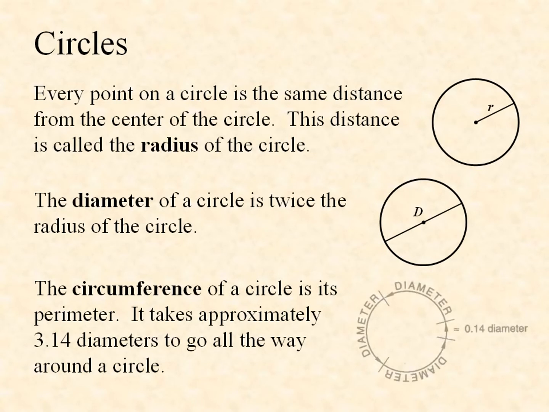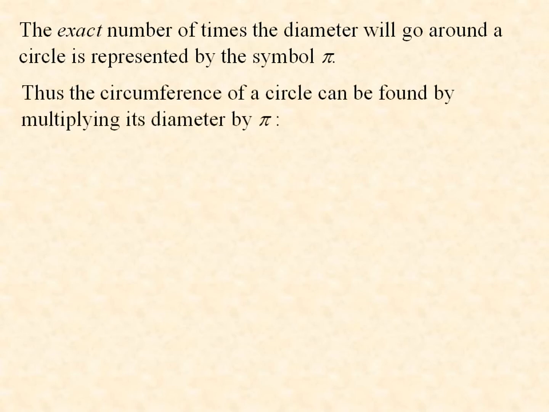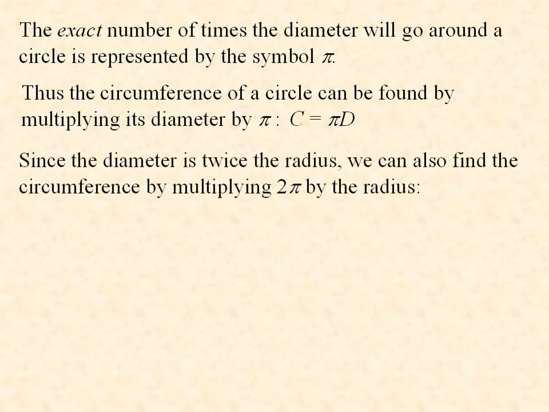It takes approximately 3.14 diameters to go all the way around a circle. The exact number of times the diameter will go around a circle is represented by the symbol pi. So the circumference of a circle can be found by multiplying its diameter by pi. Since the diameter is twice the radius, we can also find the circumference by multiplying 2 pi by the radius.